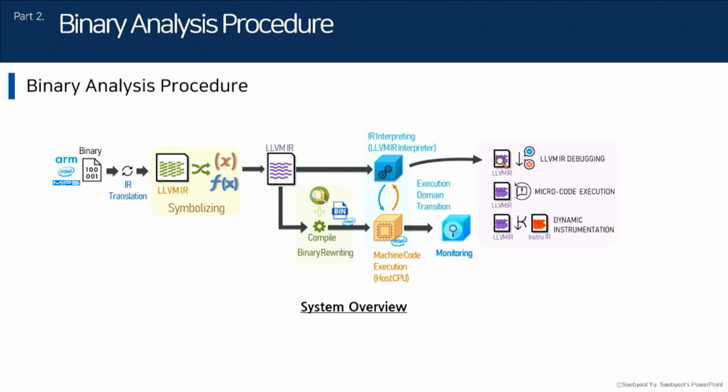This diagram illustrates an overview of our system. First, we convert the binary into LLVM IR. Once in IR, we restore symbols, such as functions and variables. With this IR as an input, we perform dynamic analysis through interpretation, which includes debugging and instrumentation. On the other side, we use binary rewriting, so we can conduct behavior monitoring through static instrumentation.